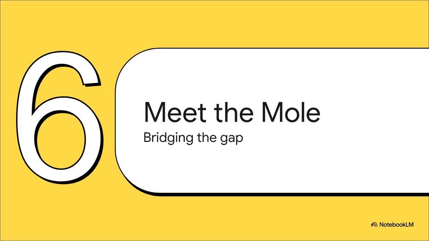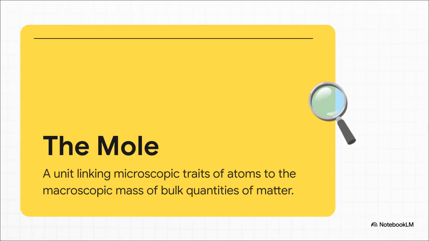Finally, section 6. Meet the mole, bridging the microscopic and macroscopic. Since an atom is mostly empty space and its mass is practically zero, working with single atoms in a physical lab is, well, impossible. We needed a bridge between the microscopic domain and the macroscopic domain, something that links the microscopic properties of atoms to bulk quantities that we can actually scoop out with a spoon or measure in a beaker. This bridge is a specific unit called the mole.